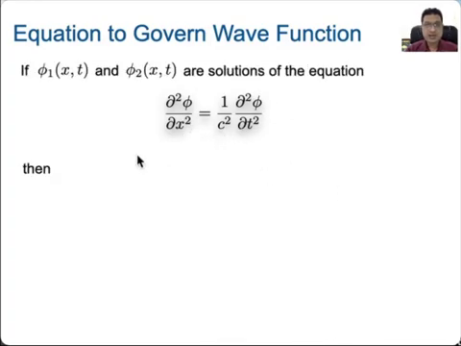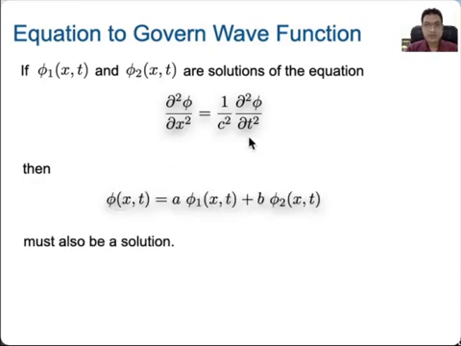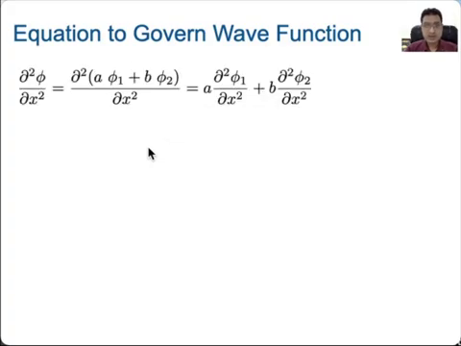So let's say we have phi 1 and phi 2 as solutions of this wave equation. Then the linear superposition of phi 1 and phi 2 will also be a solution of this wave equation. So if I say phi is equal to a times phi 1 plus b times phi 2, this must also satisfy this equation of motion, or this is also a solution of this wave equation, which we can verify very easily. So let's verify it.